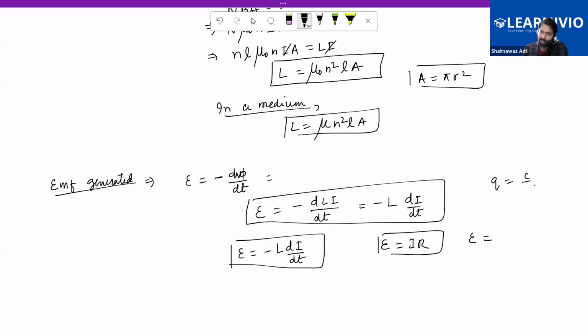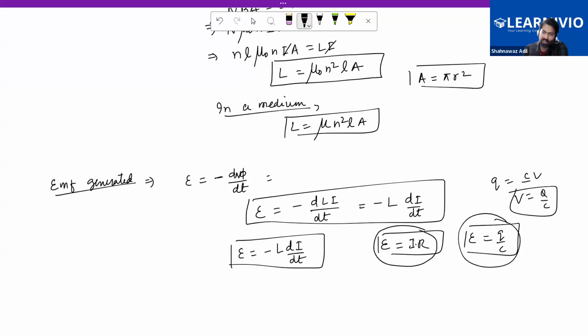Q is CV. So V is Q by C, right? So for a capacitor, this is Q by C. For this resistor, this is IR. For an inductor, that is L di by dt, right? So these are the three ways we can get EMF.